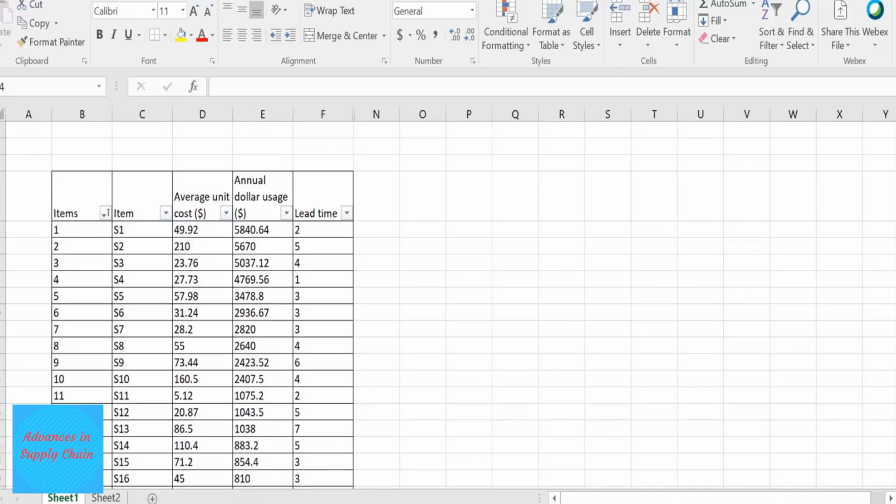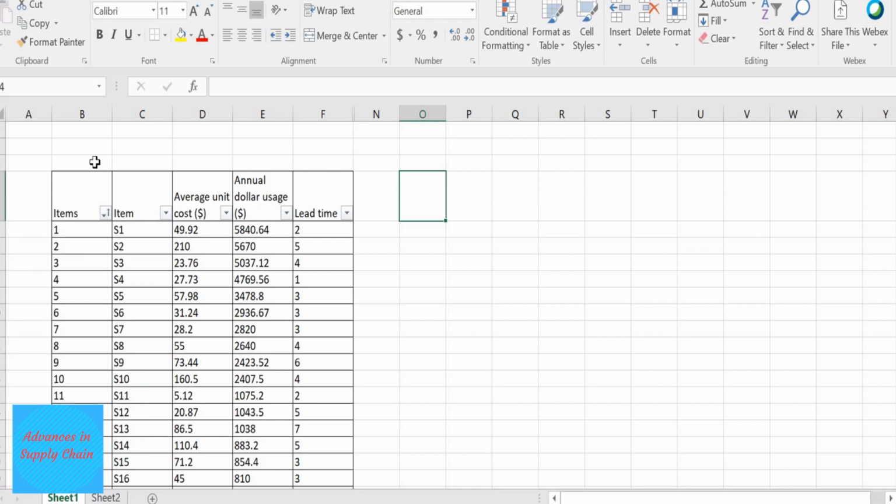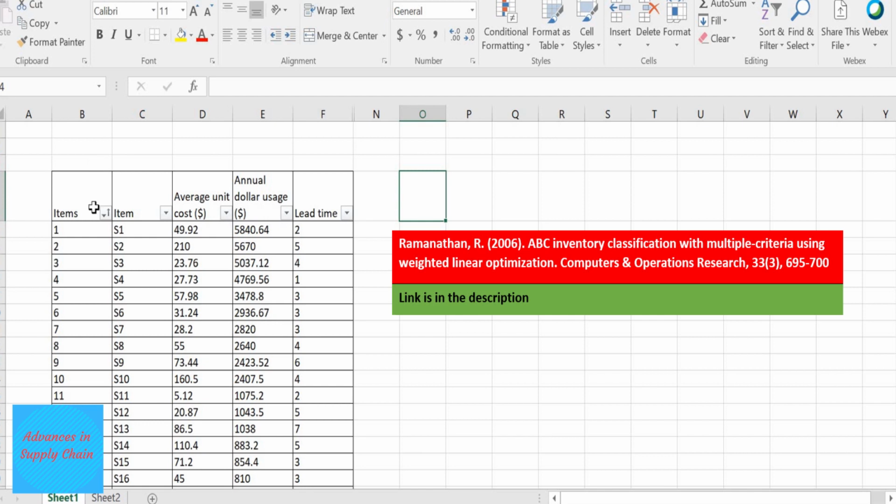In my example, I'm going to present how we do multi-criteria inventory classification and how we set the safety stock level on those items to optimize the total inventory cost. On your screen, you are seeing some data, an example of 47 items, taken from the Ramanathan 2006 paper, and you see the link on your screen.